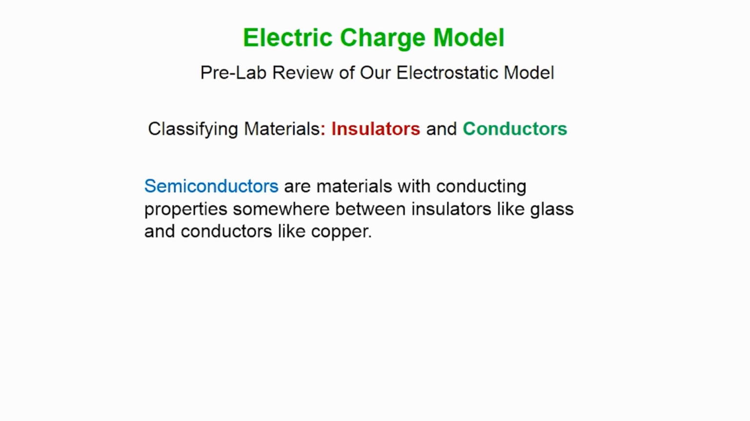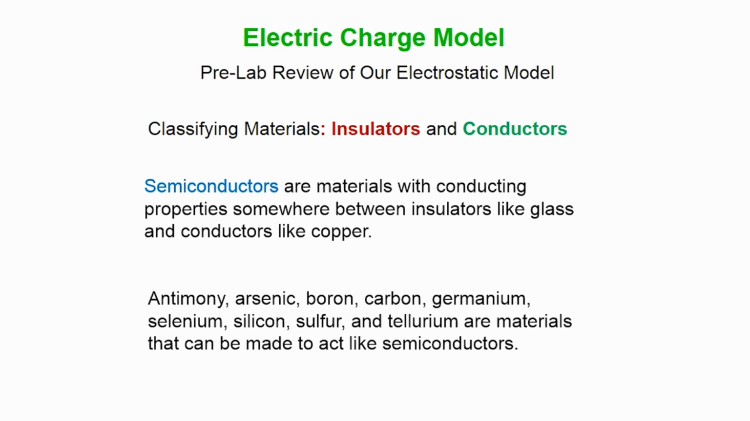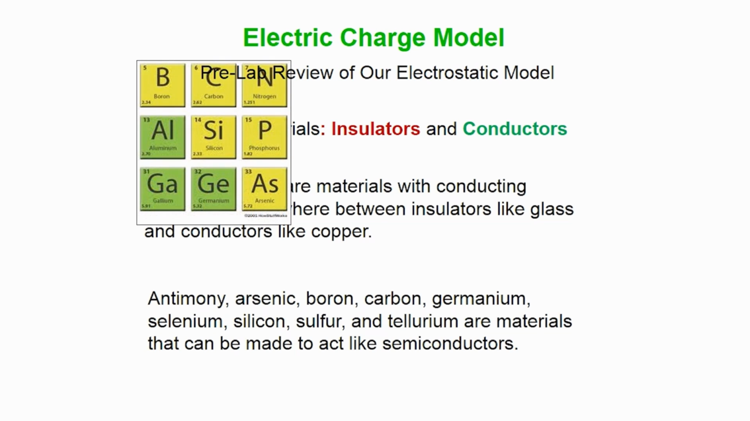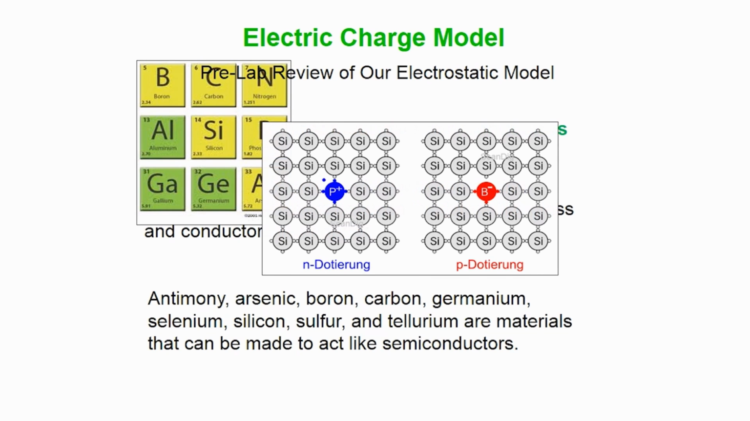There's a third classification of material which we call semiconductors, and these are materials with conducting properties somewhere between insulators like glass and conductors like copper. Antimony, arsenic, boron, carbon, germanium, selenium, silicon, sulfur, and tellurium are materials that can be made to act like semiconductors. These are very important materials.